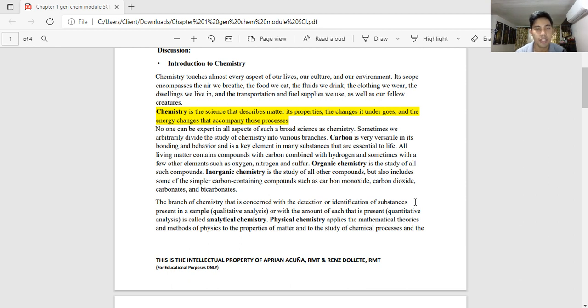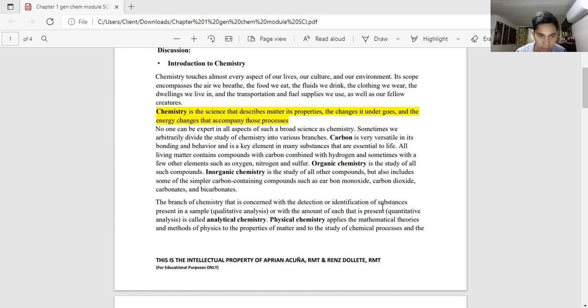Okay? Next is your inorganic chemistry. Inorganic chemistry, okay, class, is the study of other compounds but also includes some of the simpler carbon containing compounds such as carbon monoxide, okay na typo lang na is carbon monoxide, carbon dioxide, carbonates, and bicarbonates.